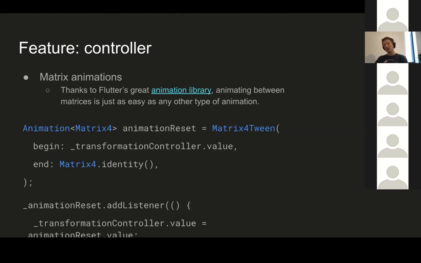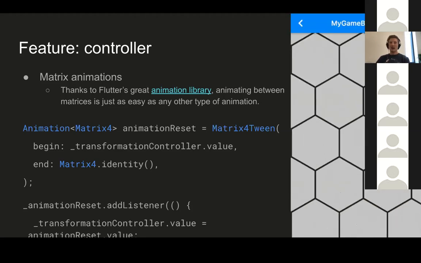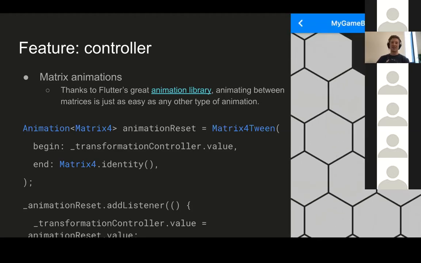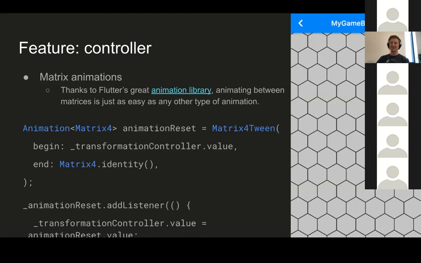So just like any other animation, you could also change the curve for this. You don't have to use a linear curve. You could use any sort of bouncy curve that you wanted, and everything works together with Flutter's existing animation library. It's really nice. And yeah, so there we have the GIF again that you've already seen, but that's how it works.